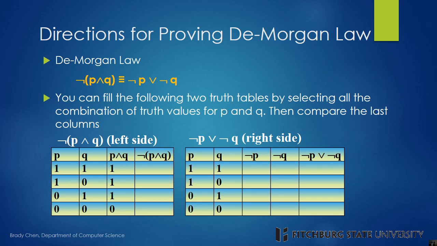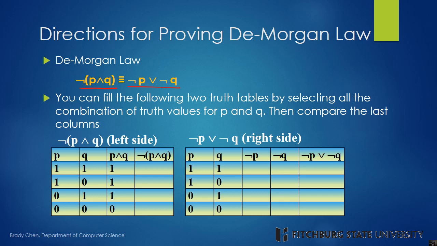Now let's talk about the De Morgan law, and then we're going to prove the De Morgan law. De Morgan law says if I have two propositions, P and Q, then the statement negation of (P and Q) is equivalent to the statement negation of P or negation of Q. So these two statements are equivalent, which means they are exactly the same.